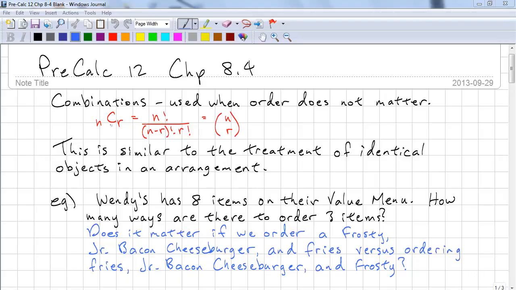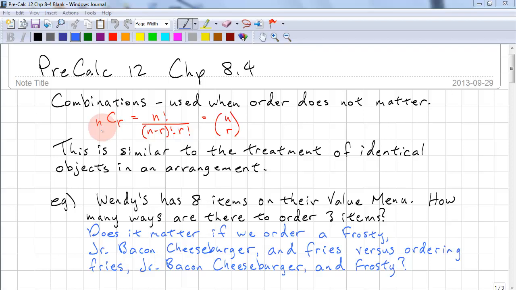This is PreCalc 12, Chapter 8.4. This time we're going to look at combinations. And this is different than permutations because the order does not matter. So you have to look at the problem and think to yourself, does order matter?